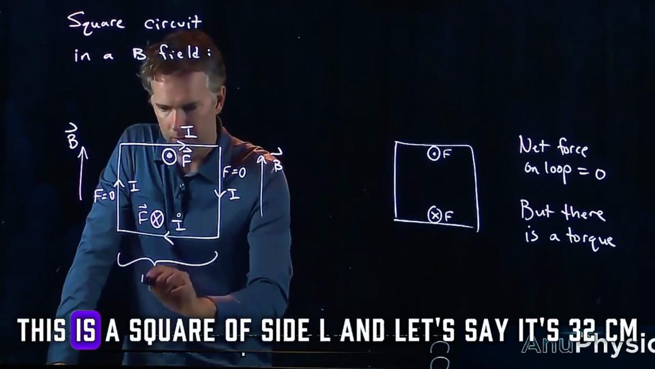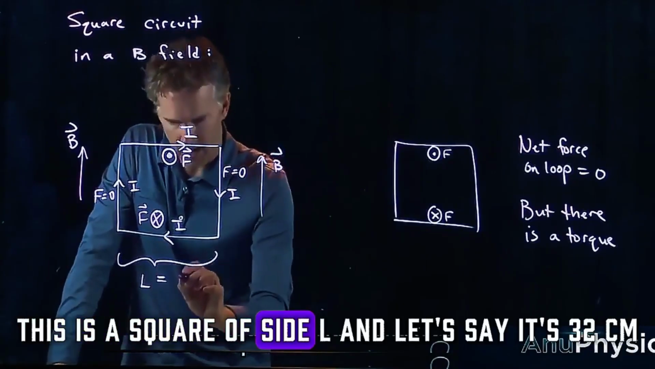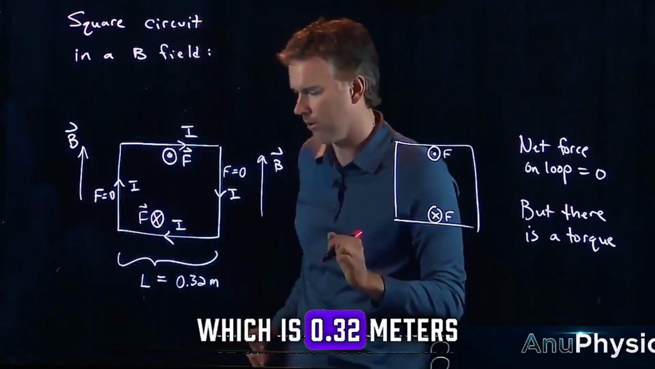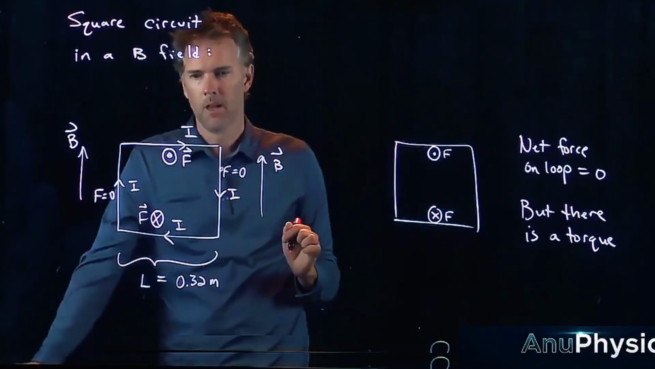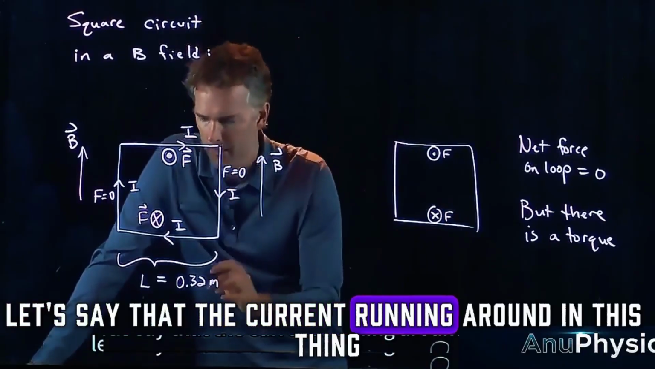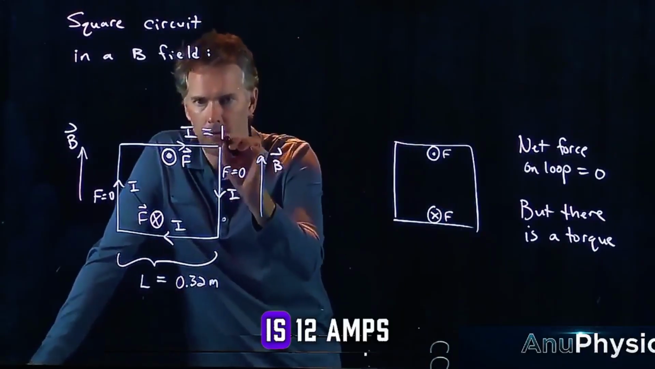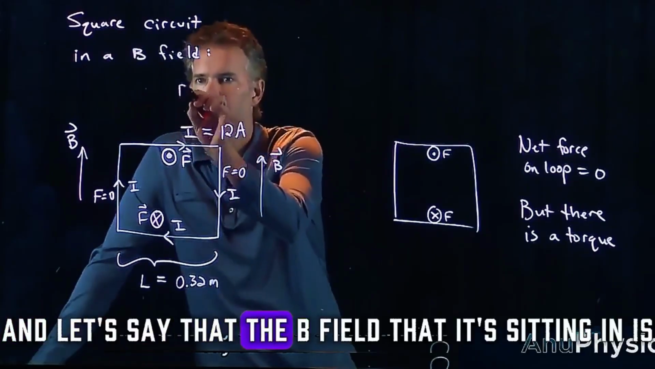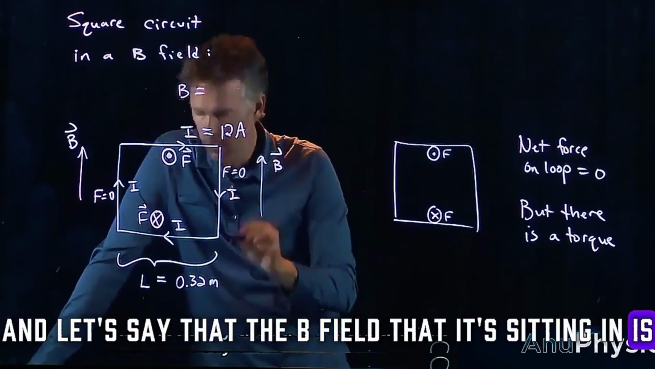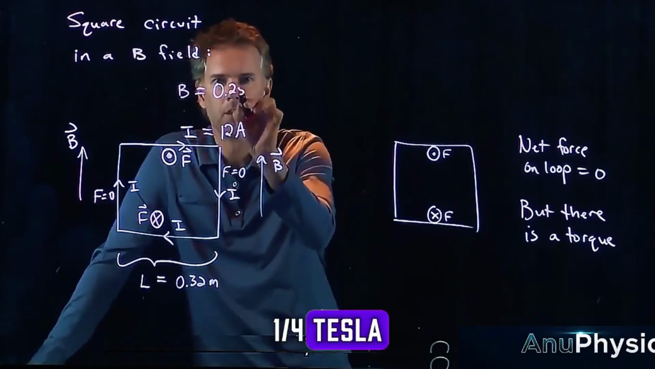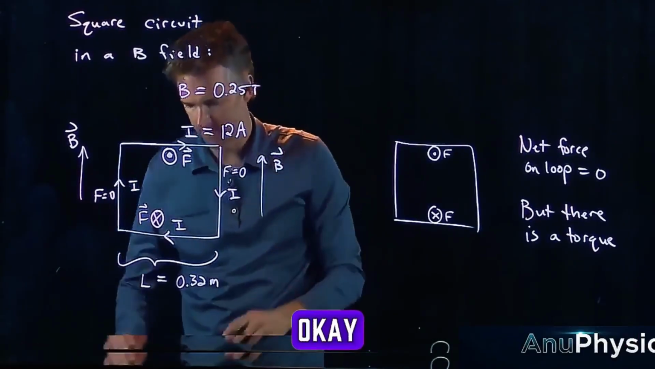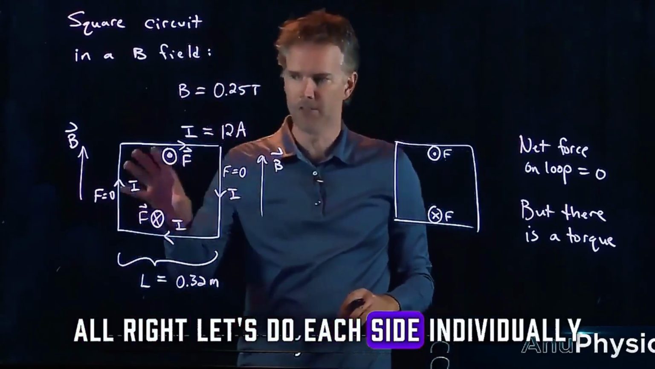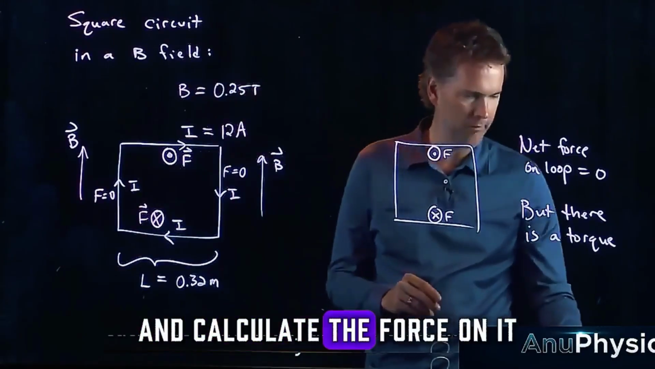This is a square of side L, and let's say it's 32 centimeters, which is 0.32 meters. Let's say that the current running around in this thing is 12 amps. And let's say that the B field that it's sitting in is 1/4 Tesla. Okay. All right, let's do each side individually and calculate the force on it.